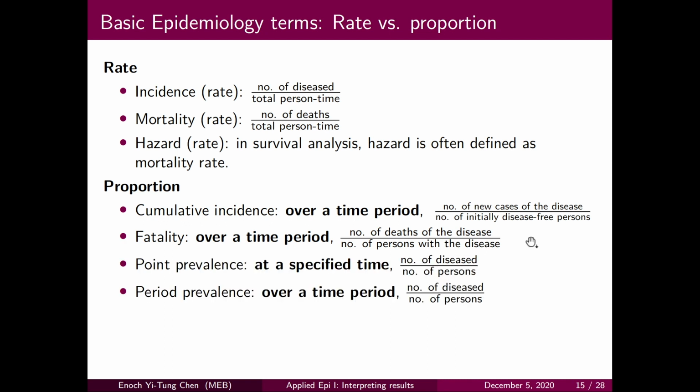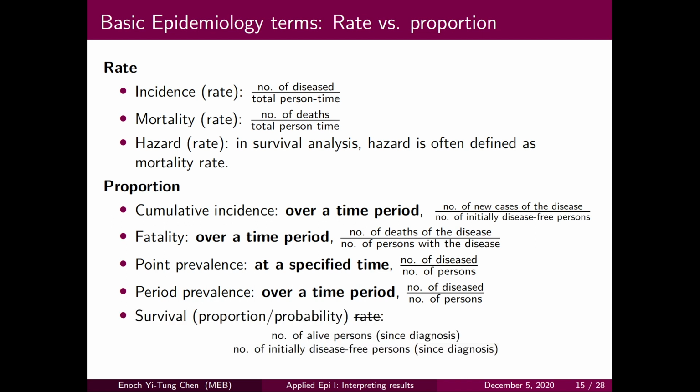Next one is about prevalence. We have point prevalence or period prevalence. It depends on whether it is a time point that you measure or a period of time that you measure. And that is the number of disease cases over the population. That would be a cross-sectional measure.